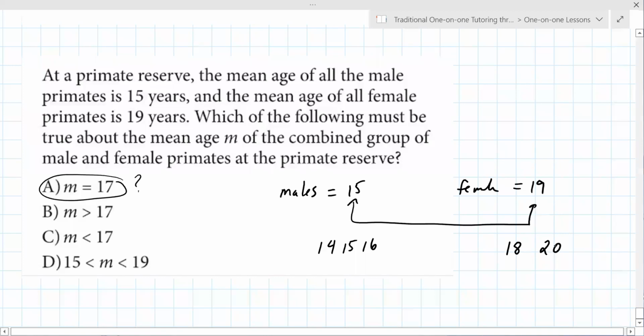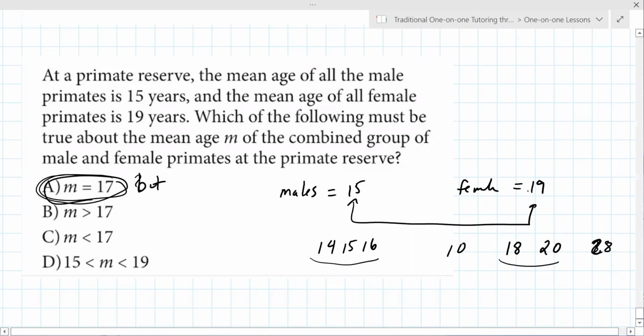Okay. Now, the question is, could the average be right in the middle? Yes, it could be right in the middle, but we don't know how many there are. We don't know how many females there are, because it could be that there's a 10-year-old female and a 28-year-old female, because that averages out to 19 as well.